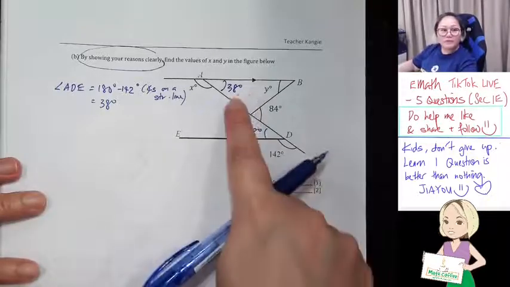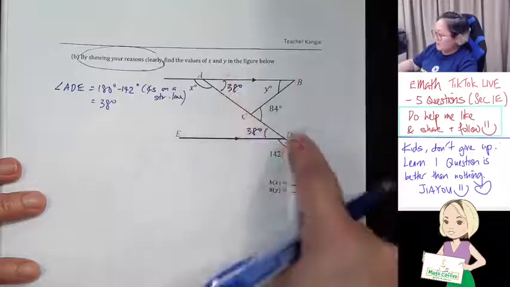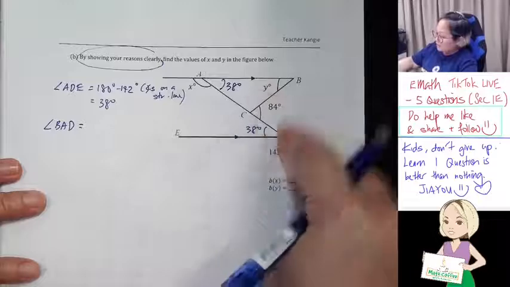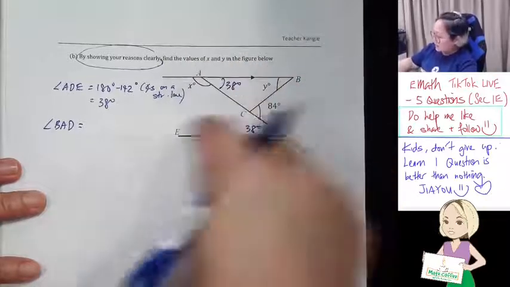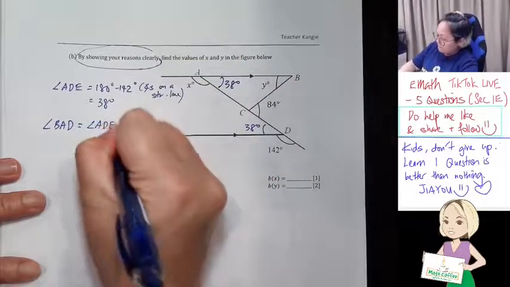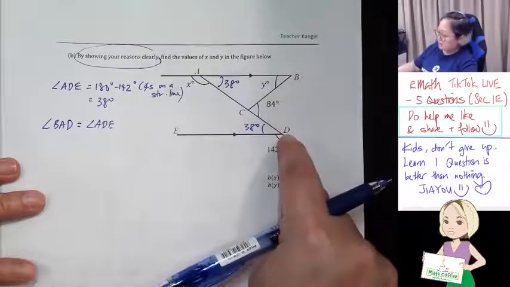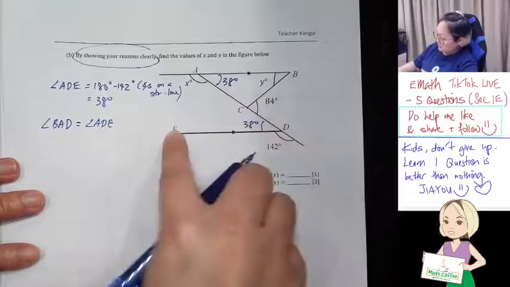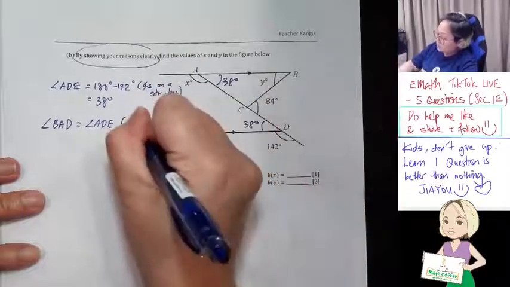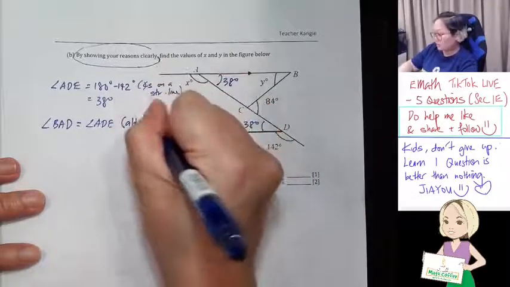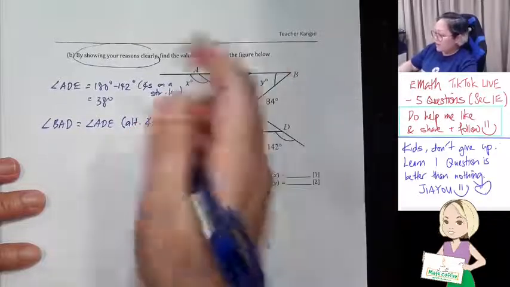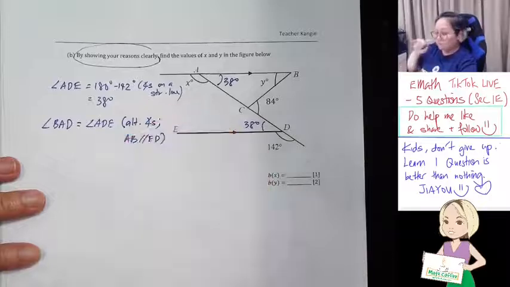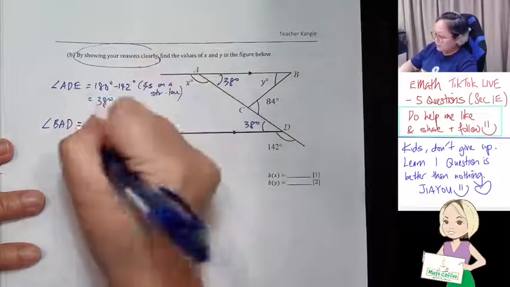So how you're going to write out the reason is, you have to say angle BAD is equals to angle ADE. I repeat, BAD is equals to ADE. And this is Z, correct? This is alternate. So you have to write the reason. This is alternate angles, and it is because of the parallel line AB parallel with ED. And you will say it is equals to 38 degree.